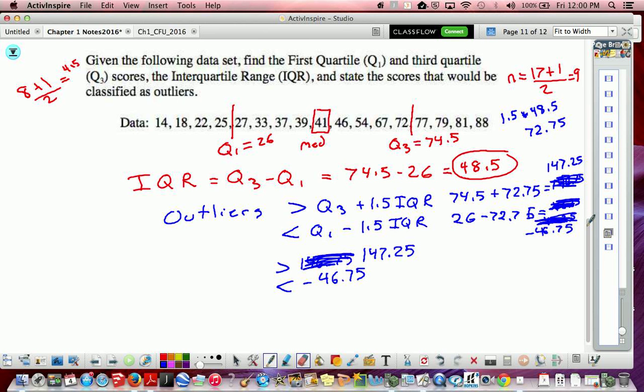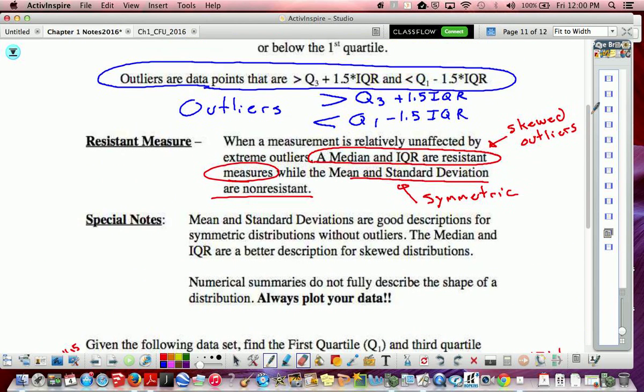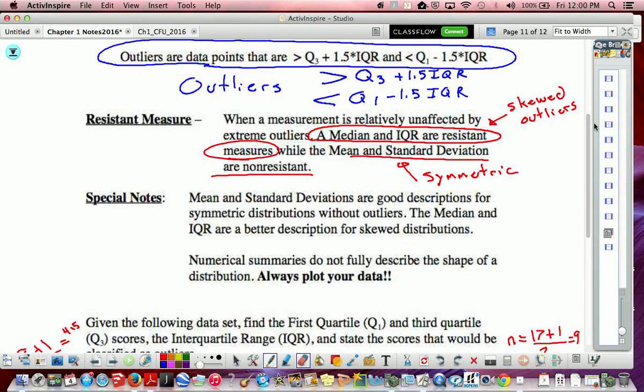Alright, one of the things that I just want to show you real quick, and then I'll let you work on CFUs and check off homework, goes back to this resistant measure piece. We're just going to do this by hand real quick. Here's my data set. 1, 2, 3, 4, 5. What's my mean? 3. What's my median? 3. Okay. Now I'm going to have some fun. I'm going to add the data point 60 to it.